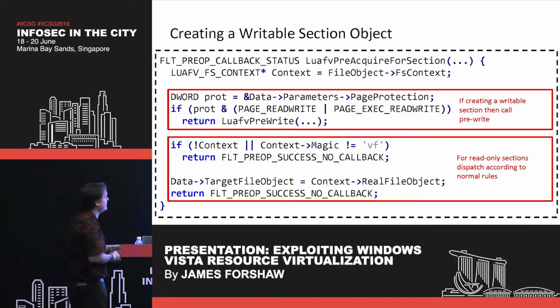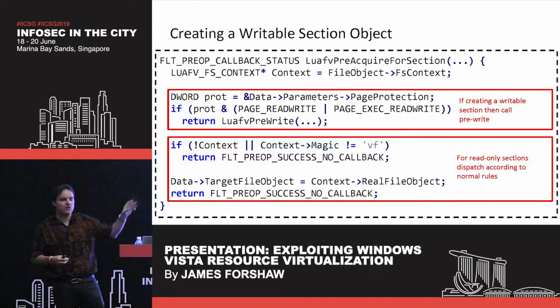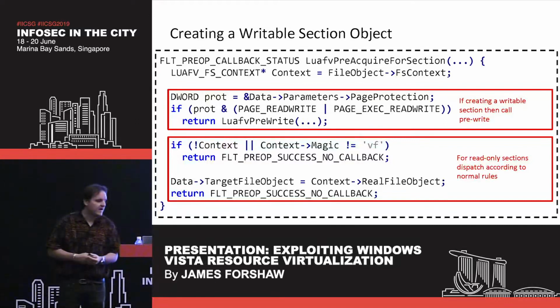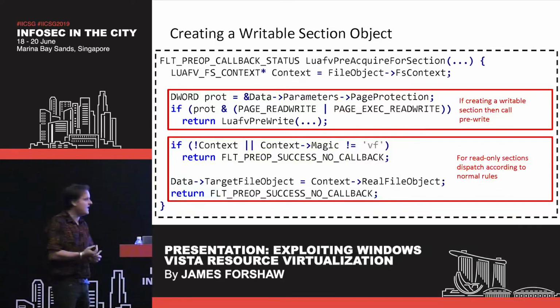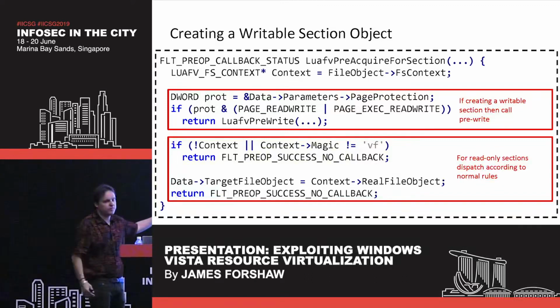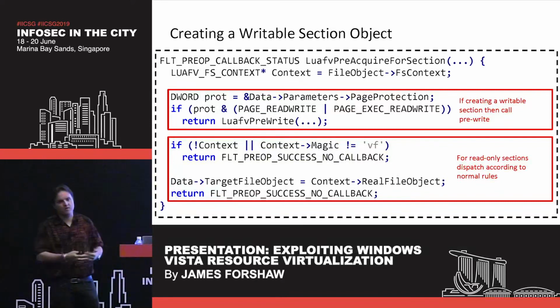A good example is creating a writable section. The filter driver gets this pre-acquire for section callback, and it says, okay, is the caller trying to create a mapped file view, a memory mapped file view for write access? And if it is, it calls that same pre-write function which would normally be called if you just call NtWriteFile.